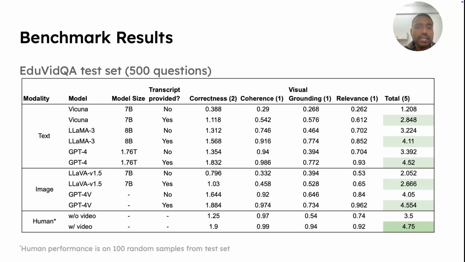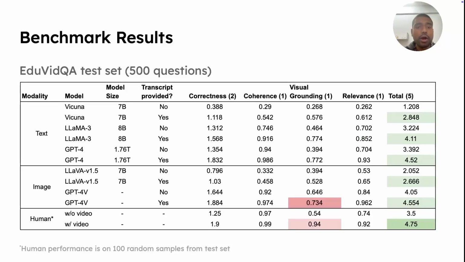We benchmark various setups. The columns show our custom metric scores. We observe in the rows 2, 4, 6, 8, and 10, adding the transcript, that is providing more textual context, consistently improves performance across all models. In row 10, GPT-4V significantly outperforms text-only models, achieving a score of 4.55. While GPT-4V is good, it still lags behind human performance in row 12, particularly in complex visual reasoning.